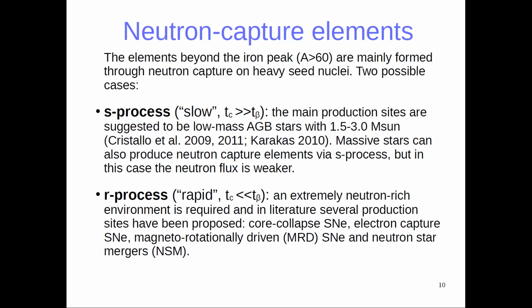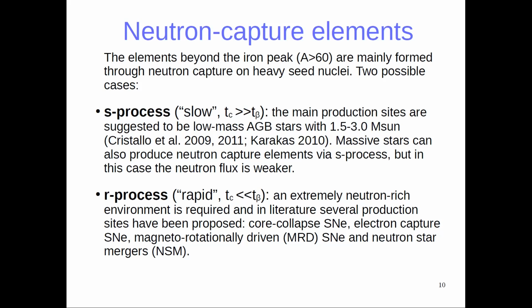In the case of the s-process, the main production sites are low-mass AGB stars between 1.5 and 3 solar masses. Massive stars can also produce some neutron capture elements via the s-process, but in this case, the neutron flux is quite weaker. And then in the case of the r-process, an extremely neutron-rich environment is required.